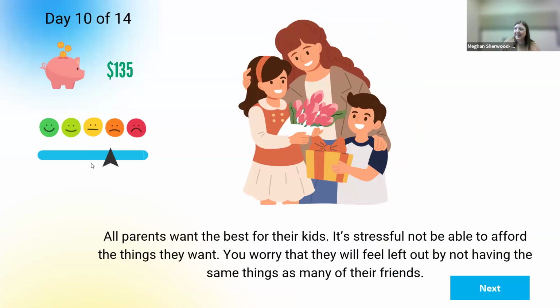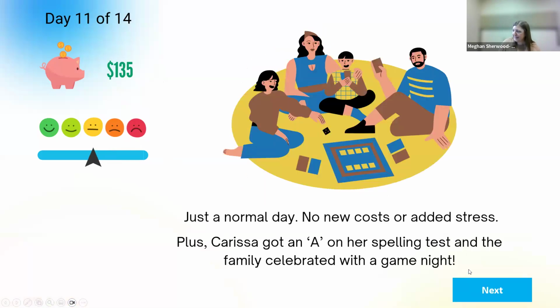So that just has now added to our stress here. So our stress is really starting to rise. Our budget is still looking okay, but really stressful time for the Thompson family, even though we're doing okay budget-wise.